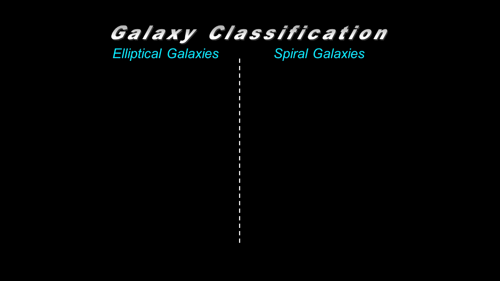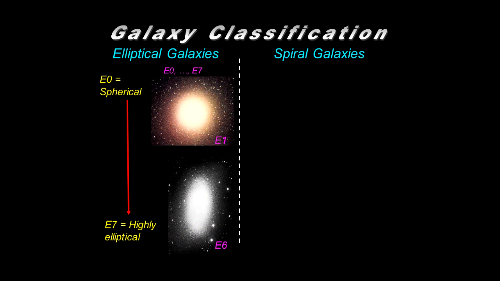So when classifying the galaxies, not too much complexity. For elliptical galaxies, E stands for elliptical, and they have a number 0 through 7. Well, E0 would correspond to a spherical elliptical galaxy as perceived by us on Earth, on through E7, which would be highly elliptical, very egg-shaped, very oval-shaped. So this is an E1 class, and this is an E6 toward the extremes of the different shapes for elliptical galaxies. So that's pretty simple.